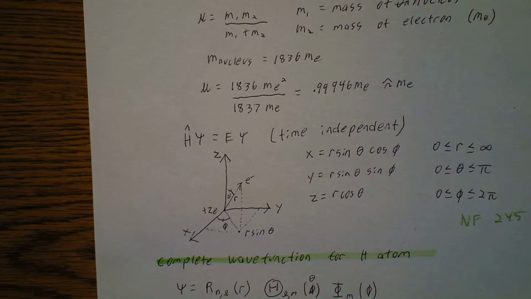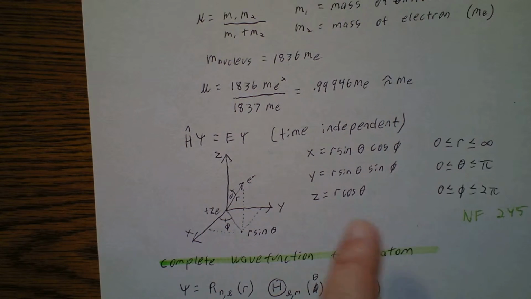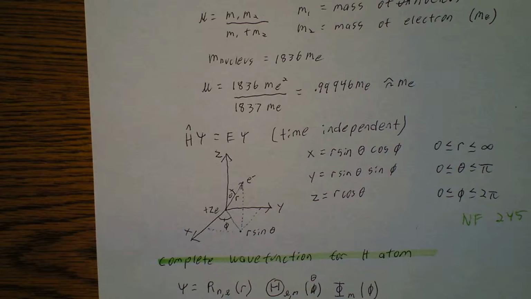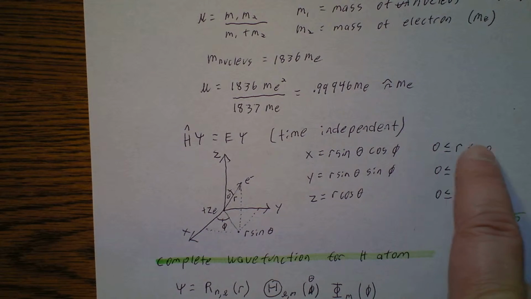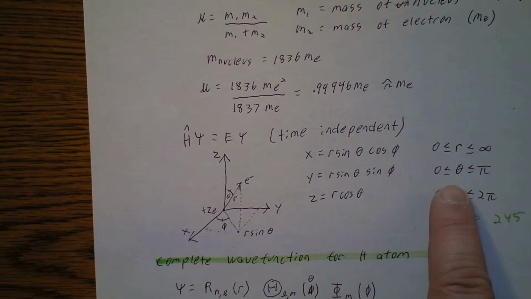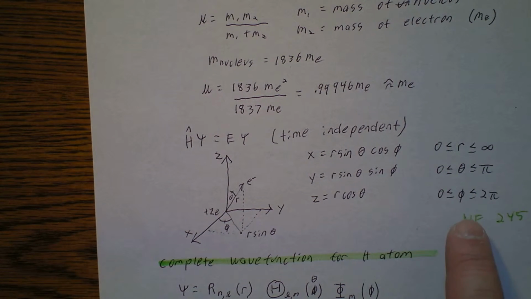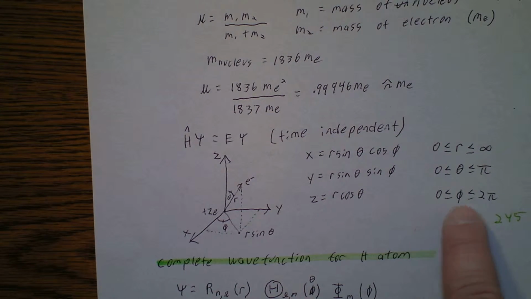And then converting back, we get x is equal to r sine theta times cosine phi. y is equal to r sine theta sine phi. And then z is just r cosine theta. For r, the radius can be anything from 0 to infinity. For theta, it can be 0 to pi, and for phi, it can be 0 to 2 pi.